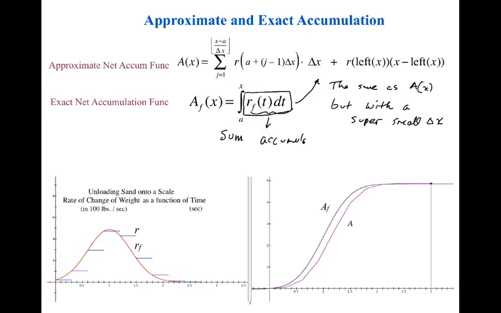accumulation of y, which is dy. M dx, right? So there it is. M, the rate, times dx is our dy, and we're going to sum all those up. So this integral notation is the same thing as our long form approximate accumulation function, but when delta x is super small. Okay, next week we'll put up the resources for studying this weekend.